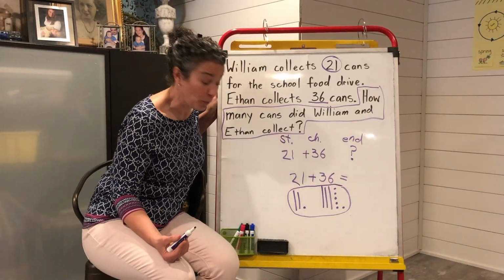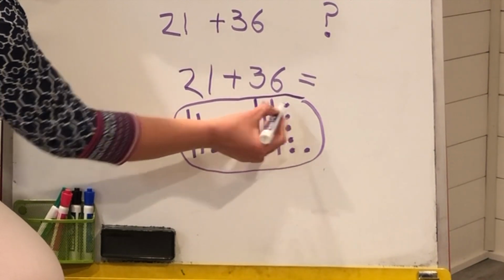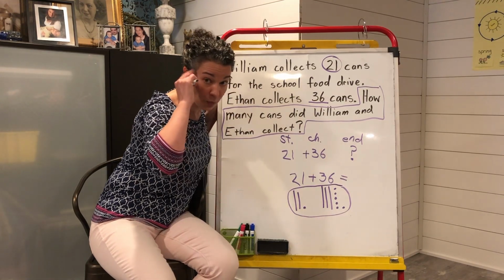Penny says I start with the 1s. Here we go. Ready? 1, 2, 3, 4, 5, 6, 7. Now, you got to hold that 7 in your brain.